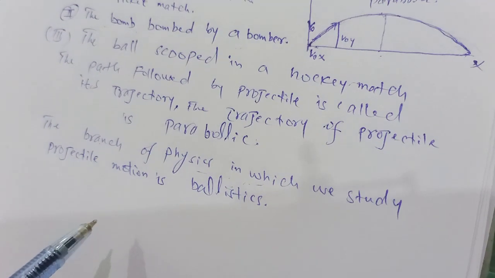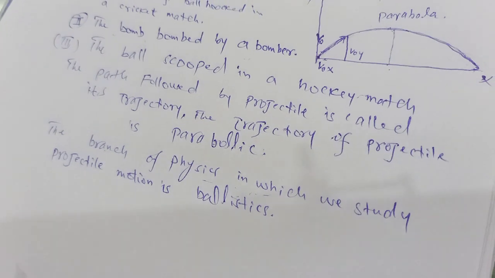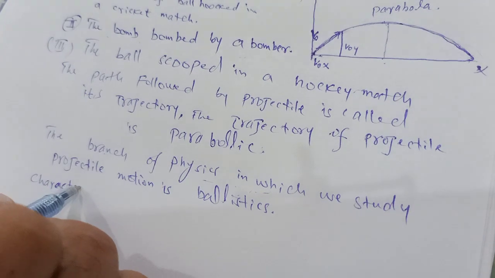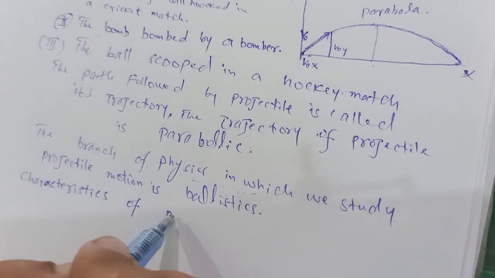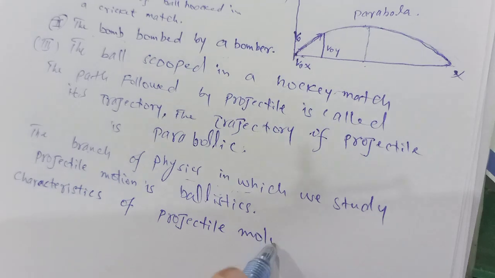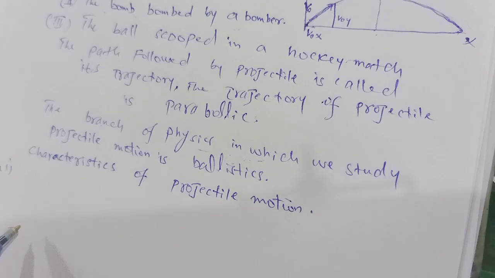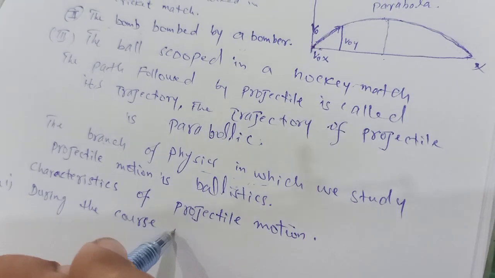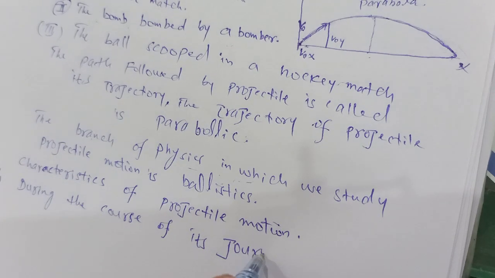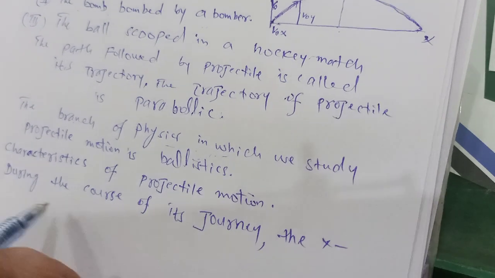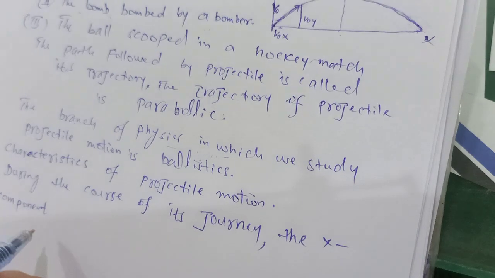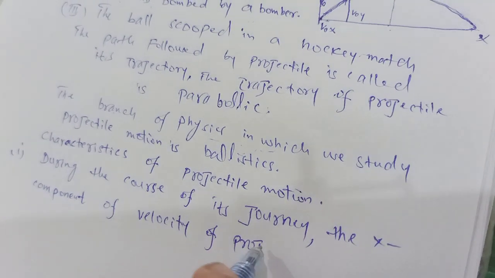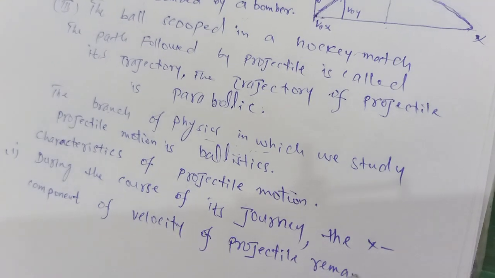Now remember the important things about projectile motion. There are a few important things which are to be remembered. We can call those terms the characteristics of projectile motion. Characteristics of projectile motion kya hai? Number first, during the course of the entire journey of the projectile, the x component of velocity of the projectile remains constant.